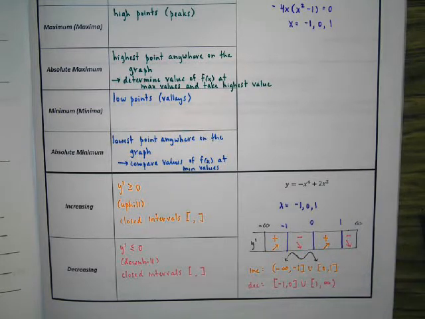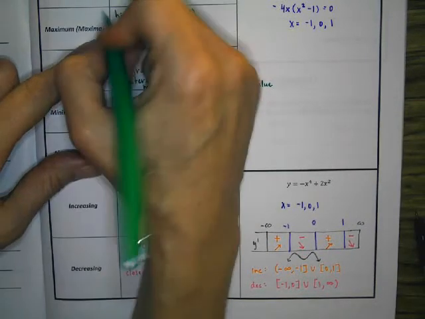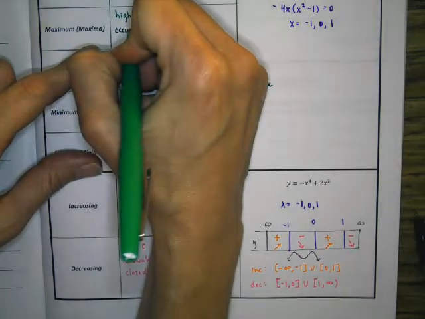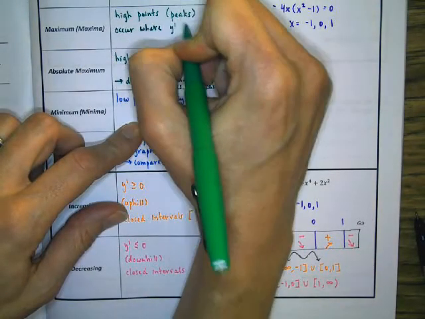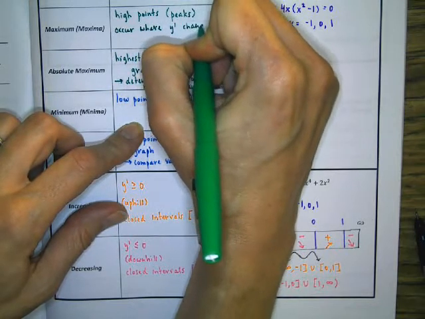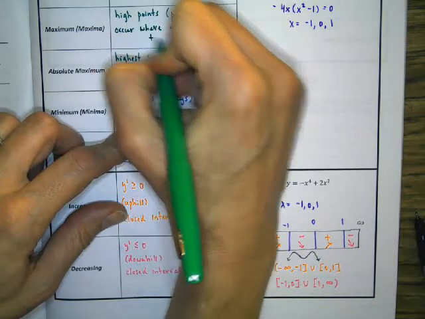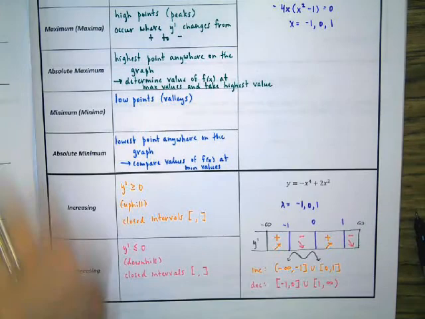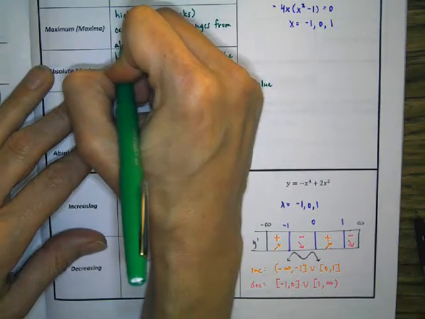So I want to add that up here when we talked about maxima. Those are going to occur where y prime changes from positive to negative, right? They could also occur at endpoints.